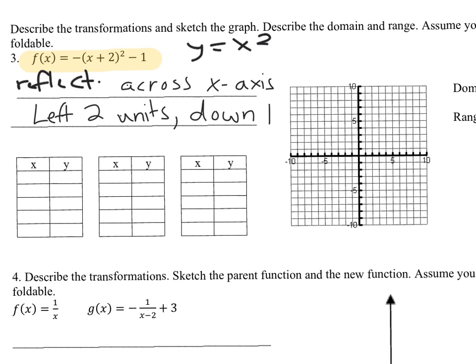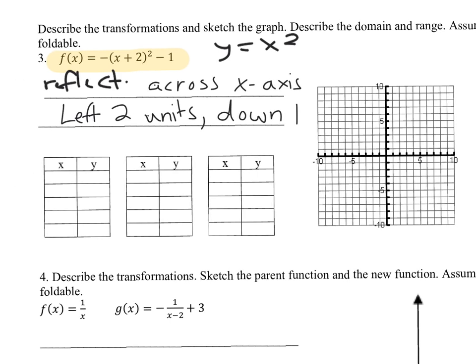Now, if you look at your foldable still, what were the initial points for an x squared? Well, if we look at the beginning points, if you had a -2, that would give you a +4. If you had a -1, that would give you a +1. 0 would be 0. And then 1 is 1, and then 2 is 4. So those are the initial points for a quadratic function. Now let's go ahead and apply the transformations.